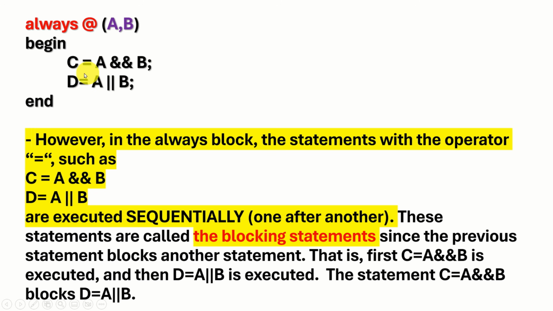That is, the statement C is equal to A and B blocks the statement D is equal to A or B. And that's why these statements are called blocking statements. Namely, the reason is that the statements are executed sequentially, one after another, and that's why one statement has to be executed, and until this statement is completed, the next statement will not be executed.